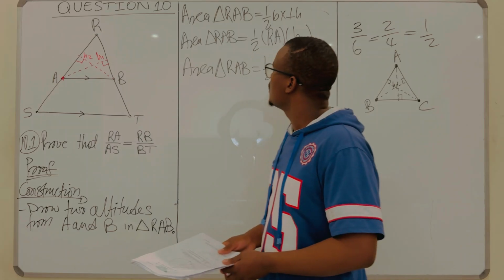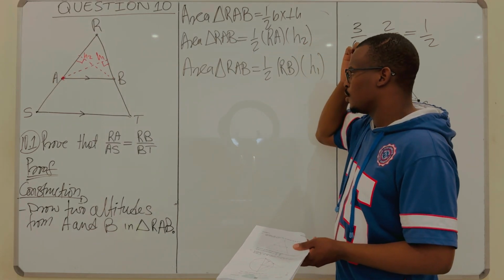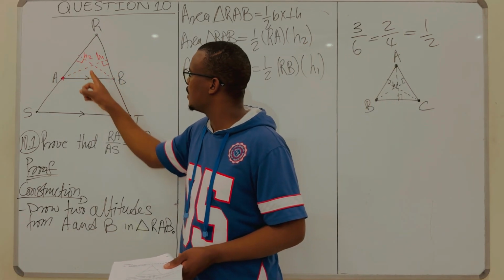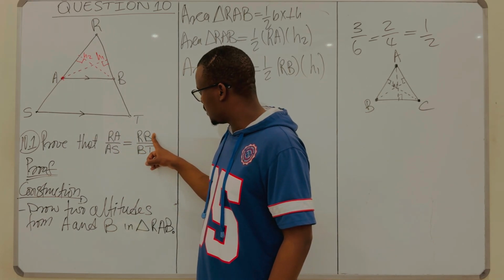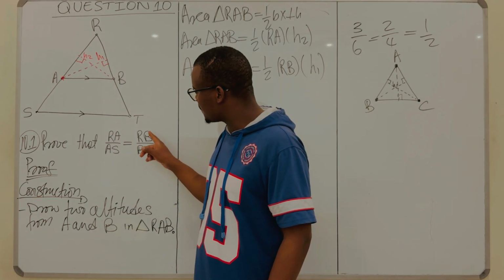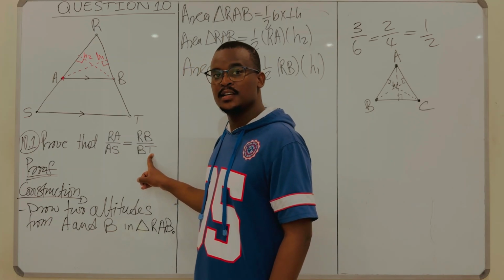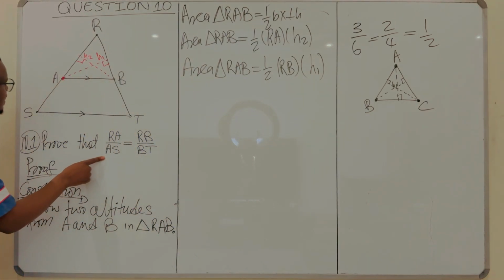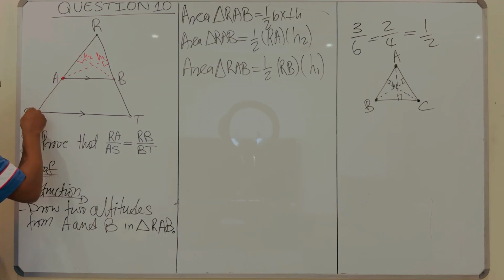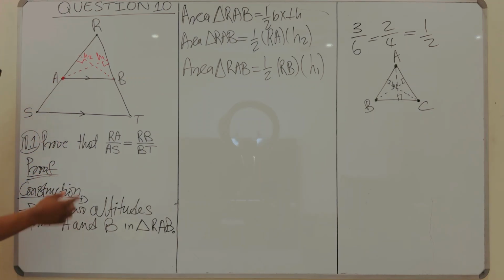No problem. So we're done with this triangle over here. Which means we said something about RA, we said something about RB. Now we must try to say something about AS and BT. That's what we're going to try to do. Where is AS? AS is this side over here. So we need to try to say something about AS, which is this side over here.